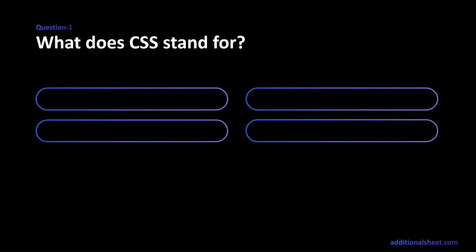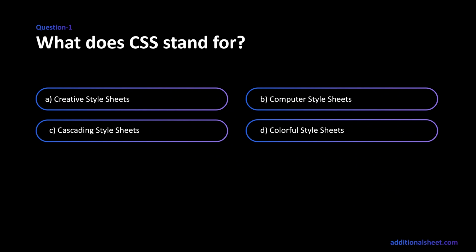Question 1. What does CSS stand for? Options are A. Creative Style Sheets, B. Computer Style Sheets, C. Cascading Style Sheets, D. Colorful Style Sheets.